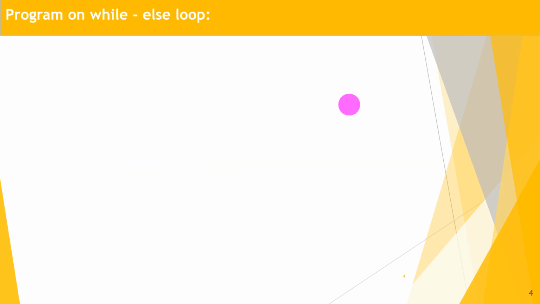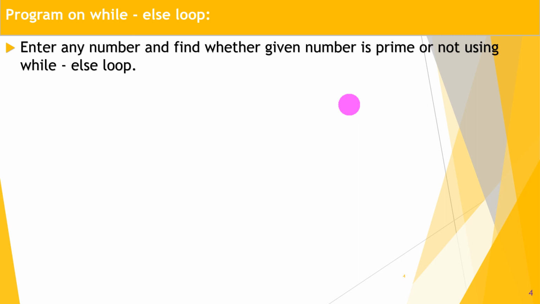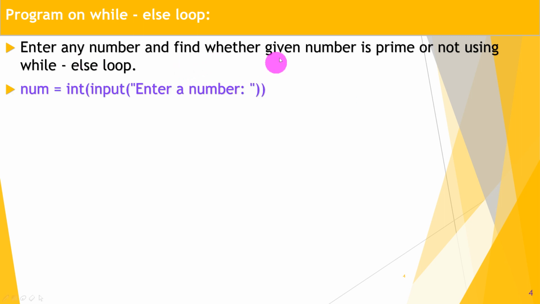So we want to check a new program. Enter any number and find whether the given number is prime or not using while else loop. Previously we learned what a prime number is. A prime number is a number which is only divisible by itself and 1. But only that keyword we cannot translate directly into language. That's why we just say this definition in a different way.